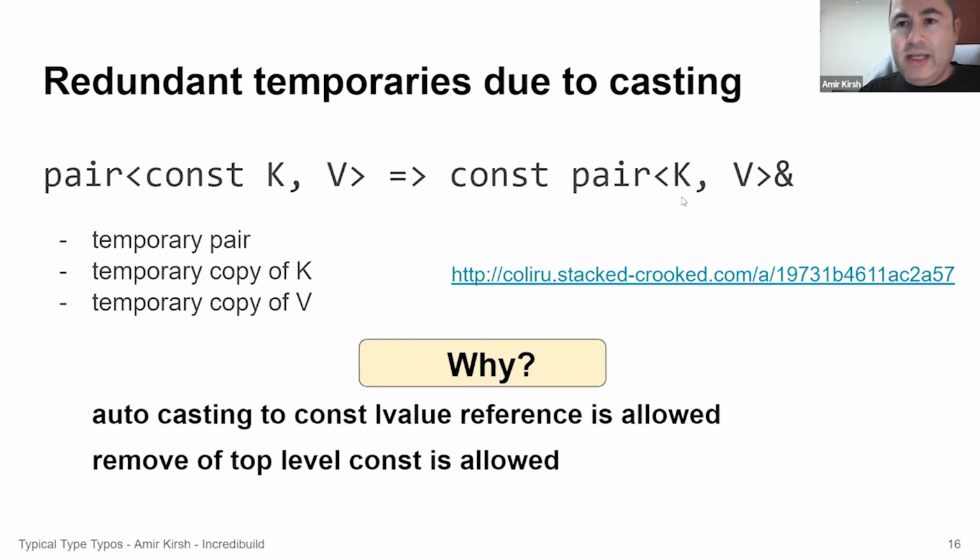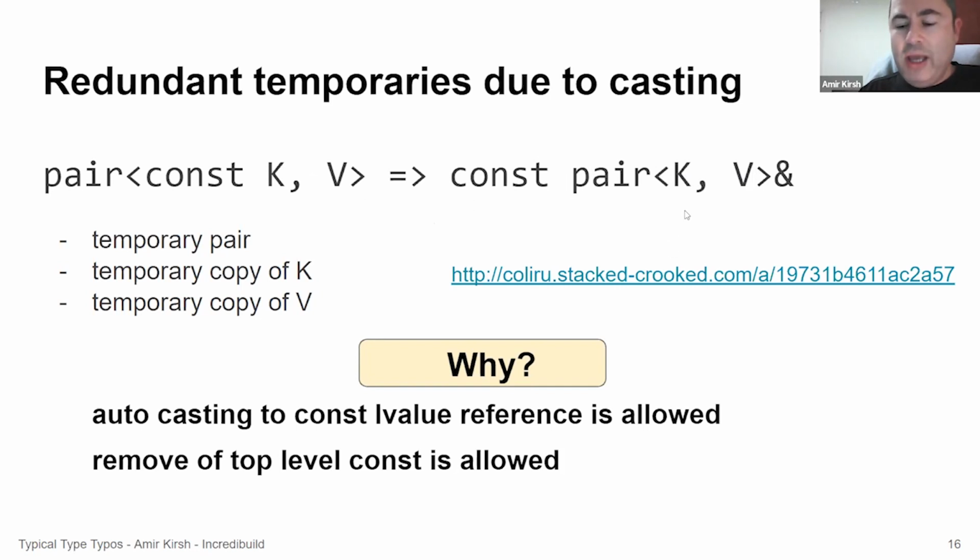And it means that for each iteration, we create a new pair, and inside this pair, we create a new key. We copy the key and we copy the value. So we would call here the copy constructor of the key and of the value and of the pair, which is quite inefficient. And the reason, again, is because we just do not use the proper type.